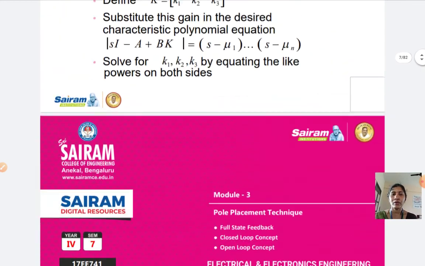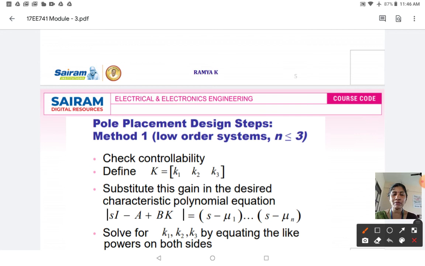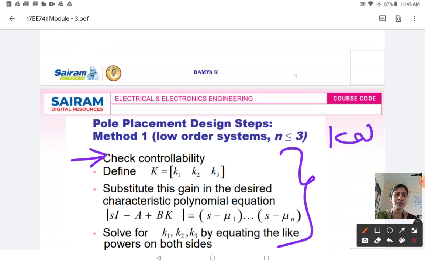Now, in pole placement technique, what are the steps we need to follow to identify the state feedback gain? There are three methods of identifying your state feedback gain. One is the direct decomposition method, the second one is the transformation matrix method, and the third one is Ackermann's formula. In pole placement design, the first step is to check for controllability. The controllability can be checked either by means of Kalman's test or by means of Gilbert's test.